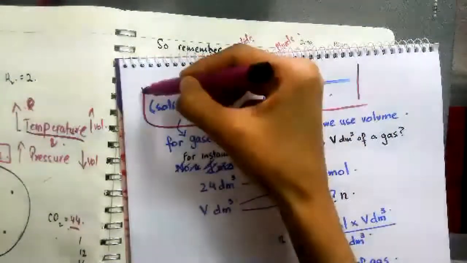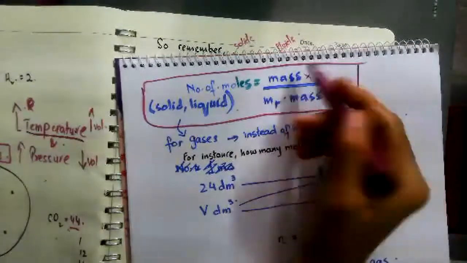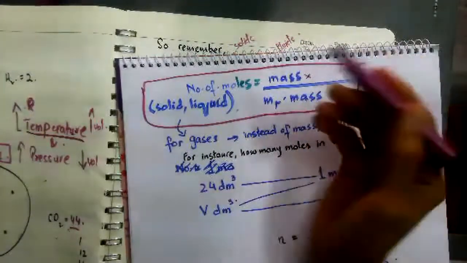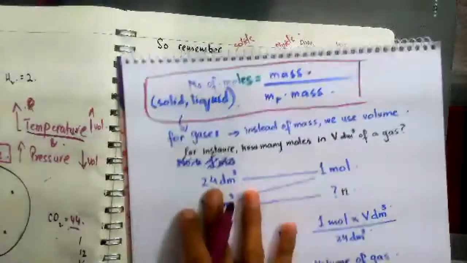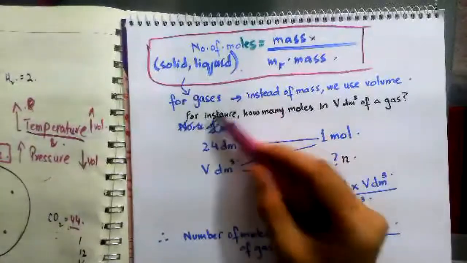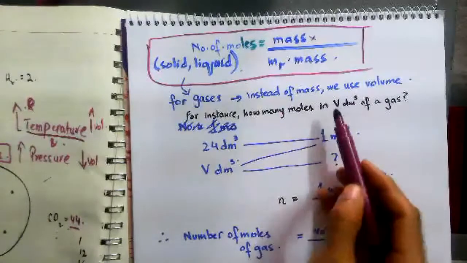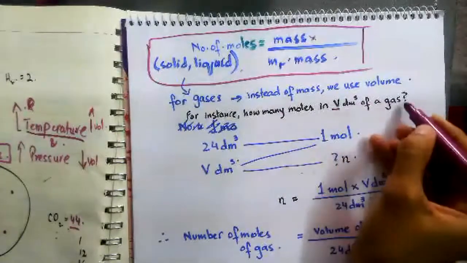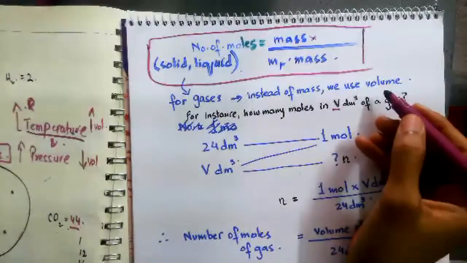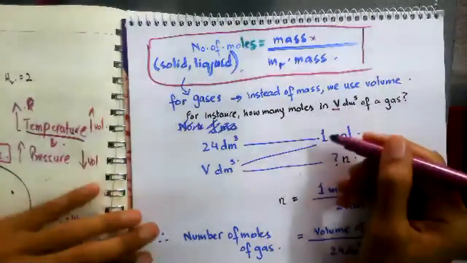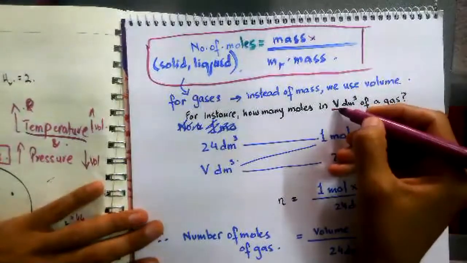Now, what about gases? Because in the case of gas, we don't have mass. So what to do? Instead of mass, we need volume. For gases, instead of mass, we use volume. For instance, how many moles in V dm cube of a gas? V is just a variable, whatever volume you are given in a question, or whatever volume you want to find out.